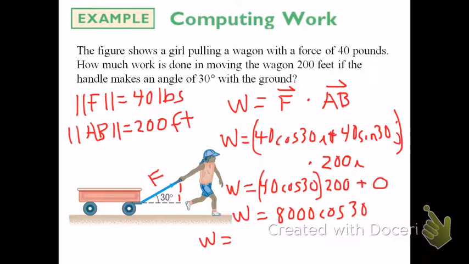And the work then is 8,000 times root 3 over 2, or 4,000 root 3. And the units are foot-pounds.